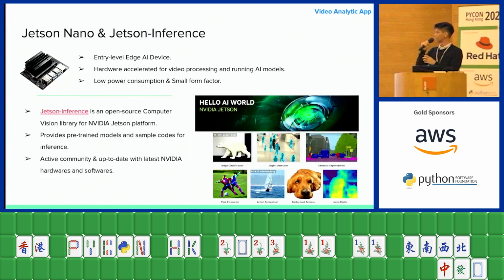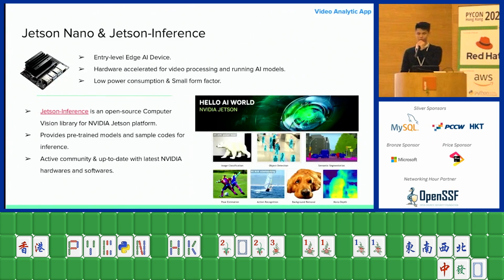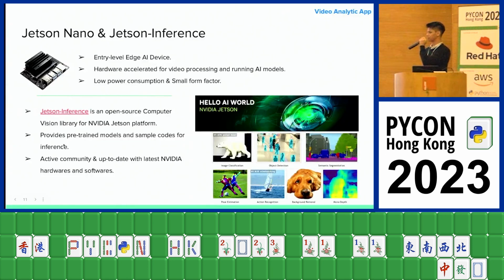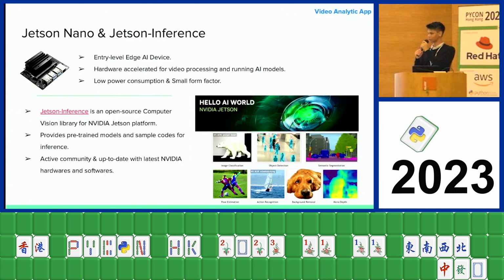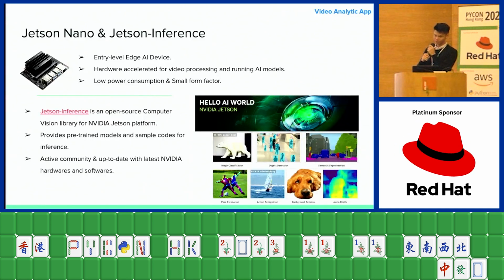Jetson Inference is an open source computer vision library for the NVIDIA Jetson platform. So it's being used across, for example, Jetson Nano, Jetson Orin, Jetson Xavier. The library provides a lot of pre-trained models and sample code for people to use, for example, doing image classification, object detection, and segmentation. And it has an active community, meaning if you have questions, contributors will answer you promptly. And it is also up to date with the latest NVIDIA hardware and software, for example, the latest Orin series and the latest JetPack versions.